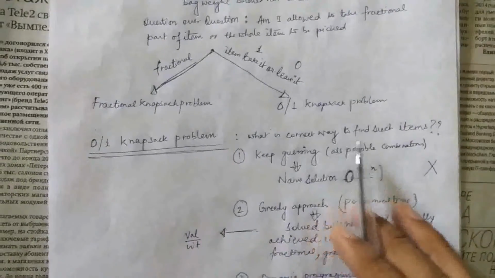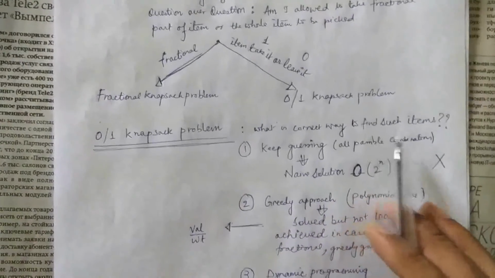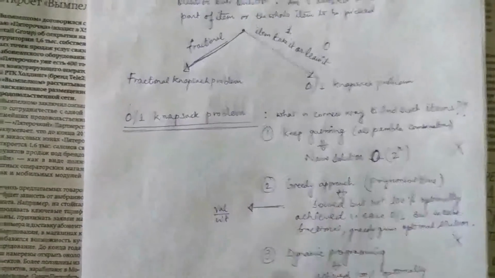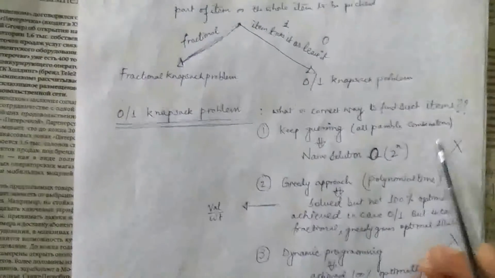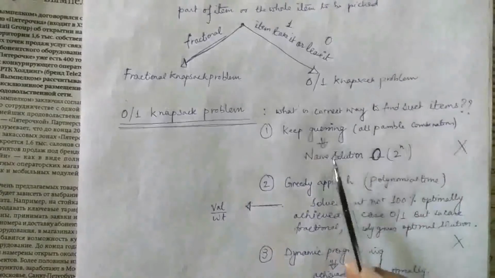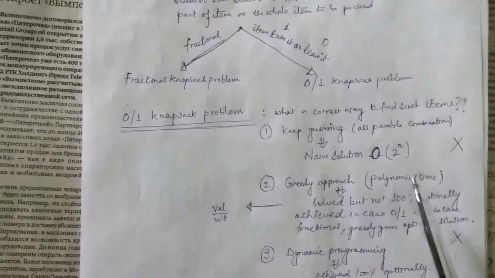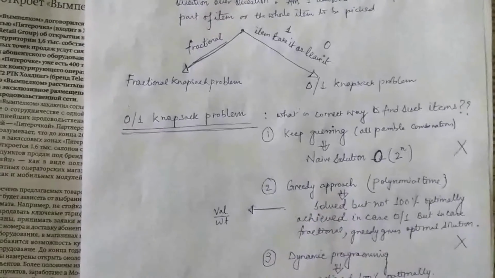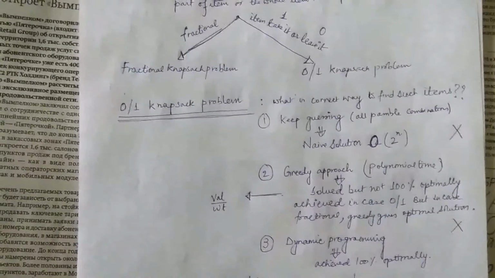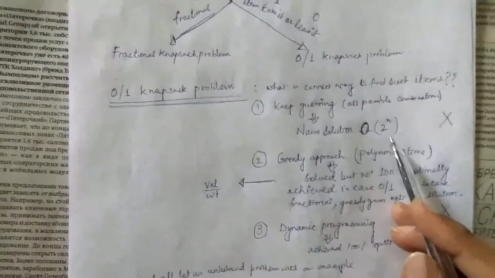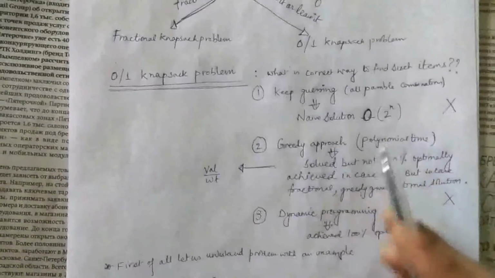So how do we find the correct combination of items? The first way is to keep guessing, taking all possible combinations, and this will be the naive solution. Definitely the upper bound will be exponential in terms of n, the total number of items, which is not good.